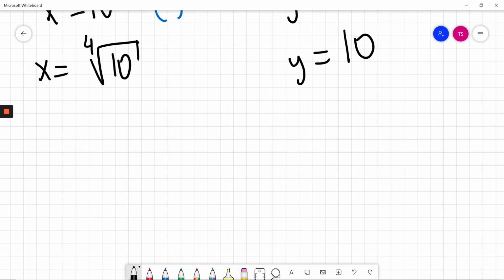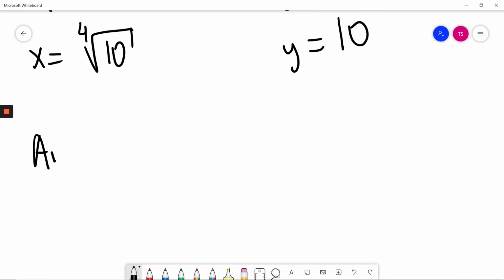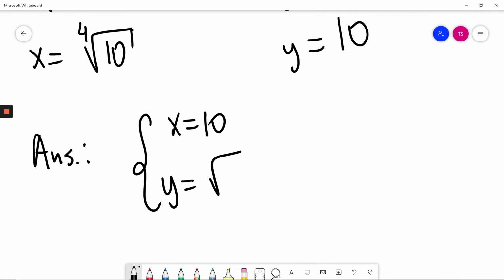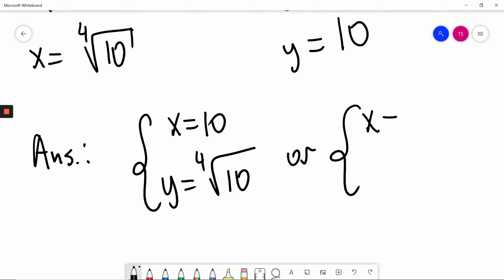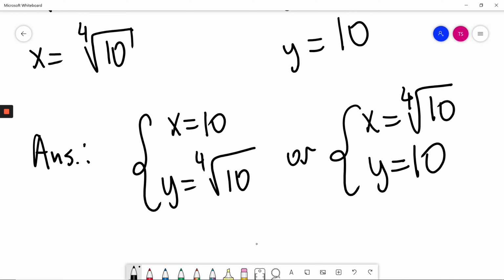So the answers for this question are x is 10 and y is the 4th root of 10, or x is the 4th root of 10 and y is 10.